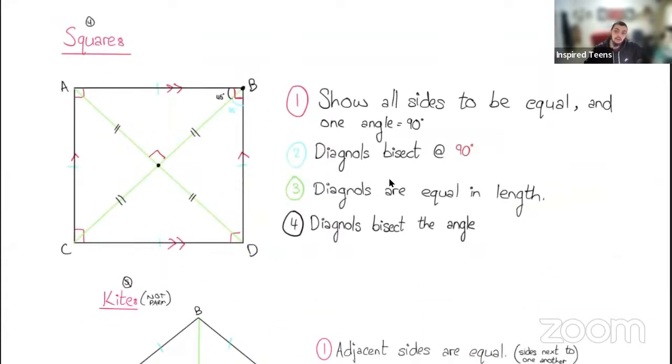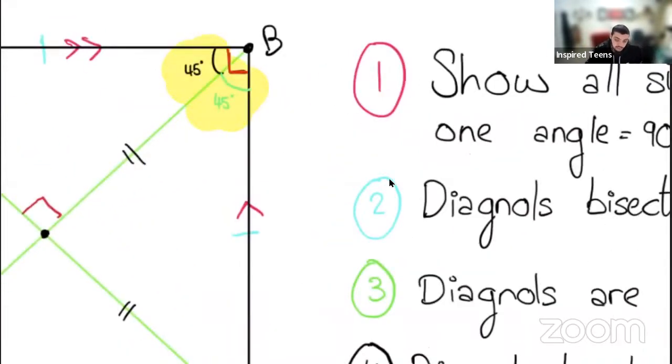Let's look at a square. All sides are equal, and one angle is equal to 90. Diagonals of a square also bisect at 90, and diagonals are equal in length, just like a rectangle, and the diagonals also bisect the angle. So we have 90, it separates into 45, 45.